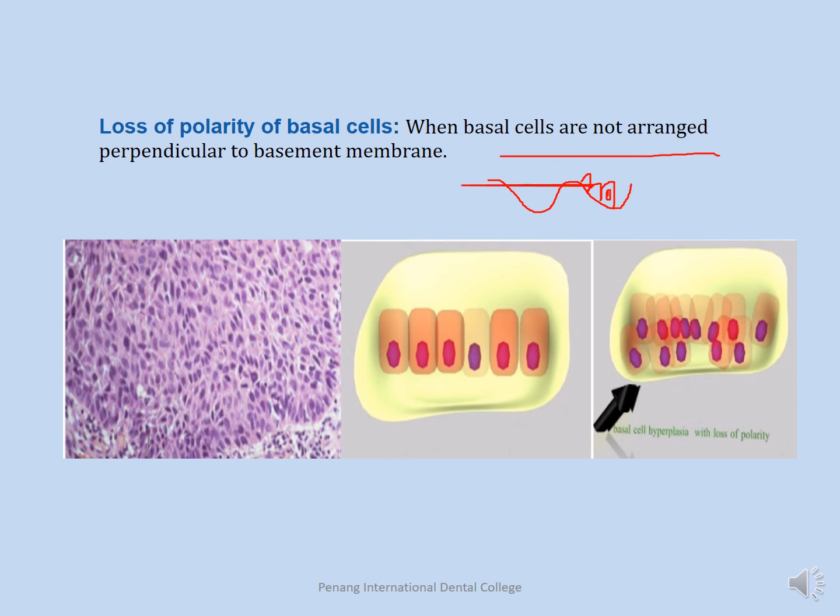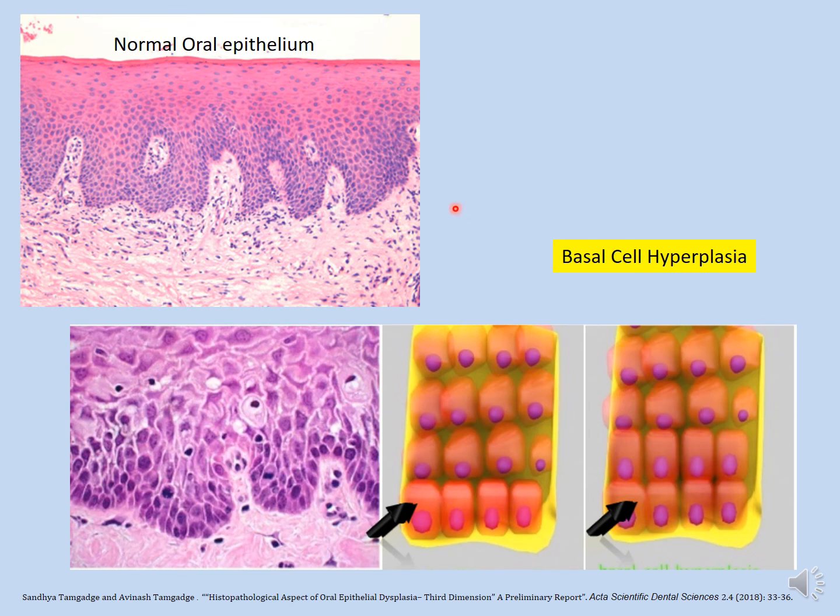Now if this cell loses its orientation to the basement membrane, that means it loses its alignment, then you call it loss of polarity. Now this is what this particular area clearly shows you. This is the entire loss of polarity. Second, the cells are not arranged perpendicular to the basement membrane.